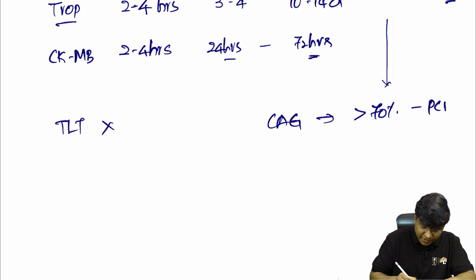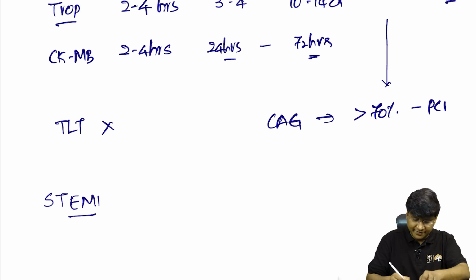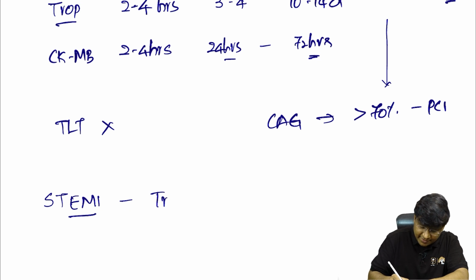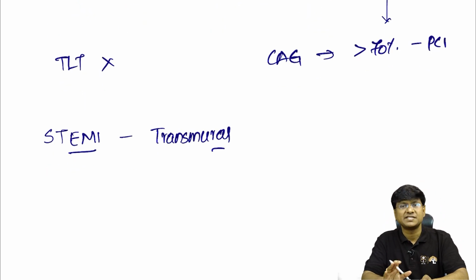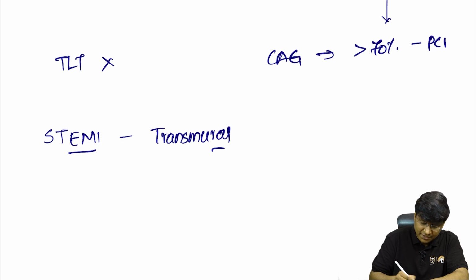Then next important is the STEMI, that is ST elevation MI, right? ST elevation MI is where these patients have transmural infarction. So it is the entire myocardium which is completely dead. That is what is called STEMI, that is transmural infarction. And in case of STEMI, there should be ST segment elevation.